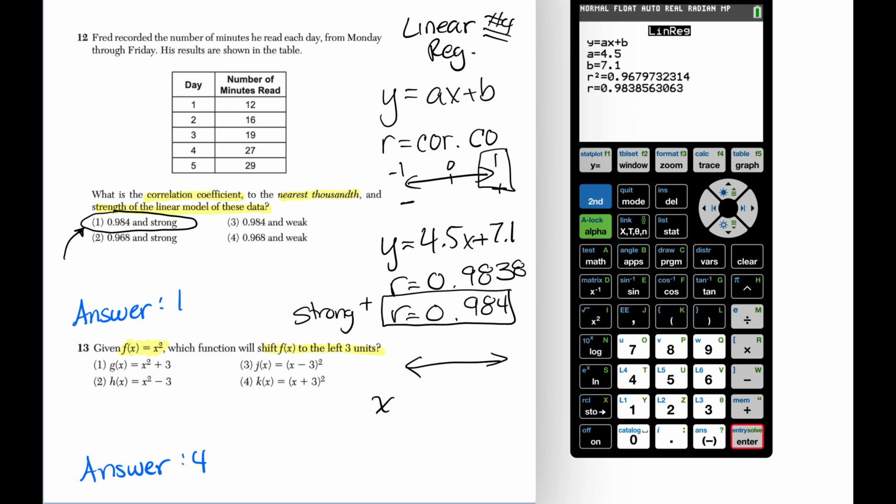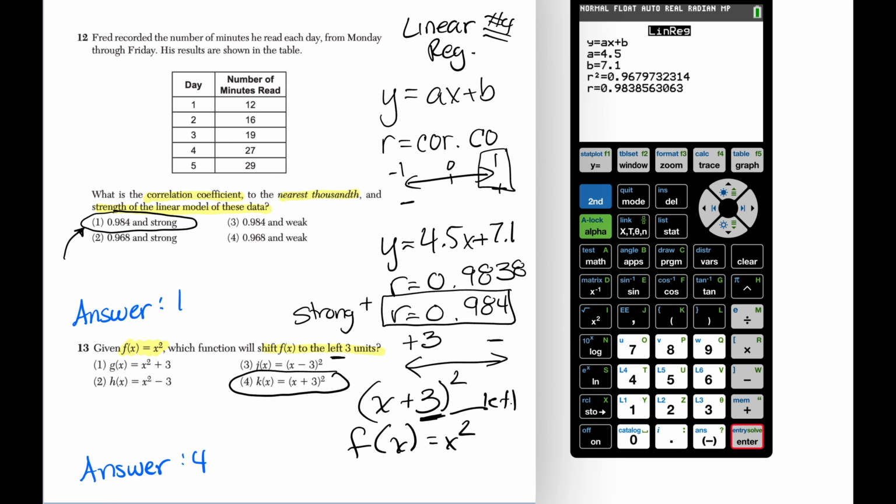To make it move to the left, it's going to be a positive number, and to move to the right is going to be a negative number. So if I want to move 3 to the left, I'm going to have positive 3. So x plus 3 squared will shift my f of x 3 units to the left. All right, hit pause and jot this down into your notes.